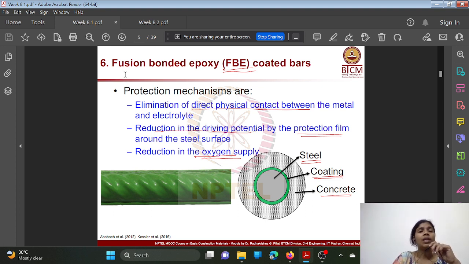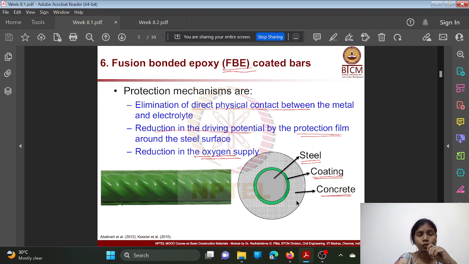Okay. So in the case of fusion bonded epoxy coated bars, how we are giving this protection mechanism is, suppose this is the steel bar. You can see in the gray color, the inside ring is the steel rebar. Upon that, in the green color you can see some sort of coating, and upon that you can see some concrete. That means the bar will be embedded in the concrete, right? So there will be some layer of coating. This green color ring shows the layer of coating on the steel rebar.